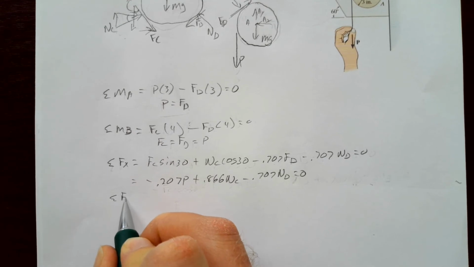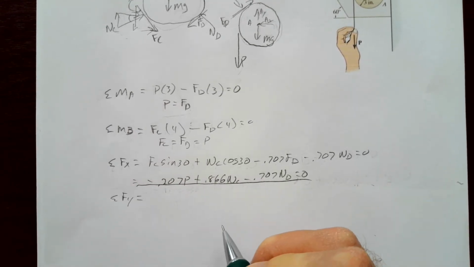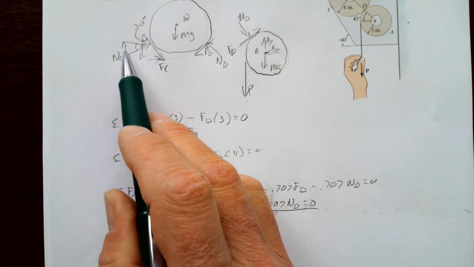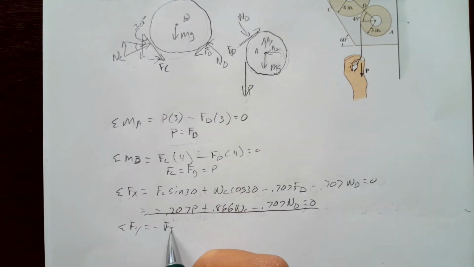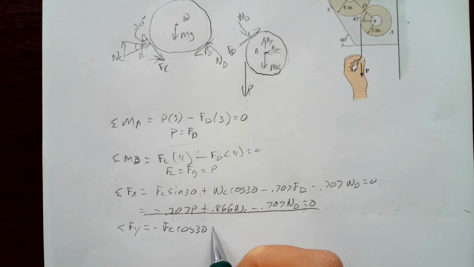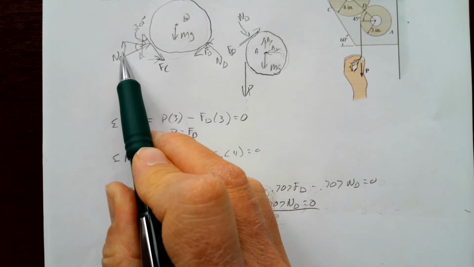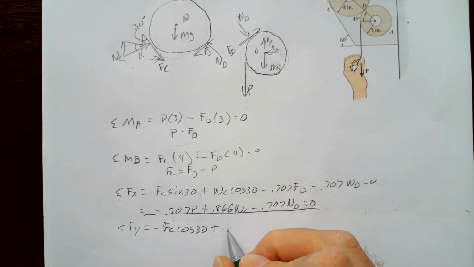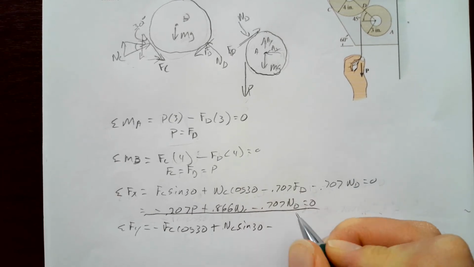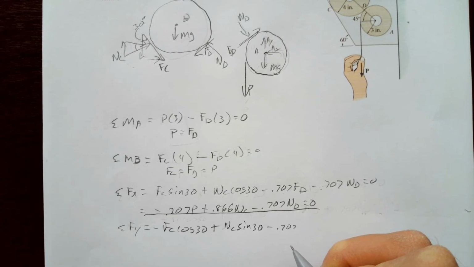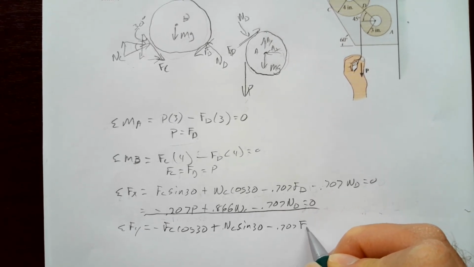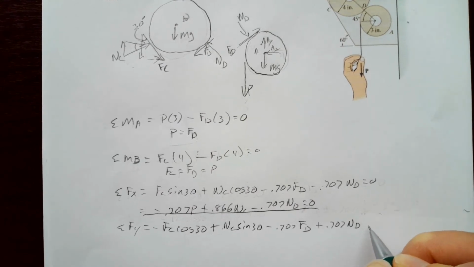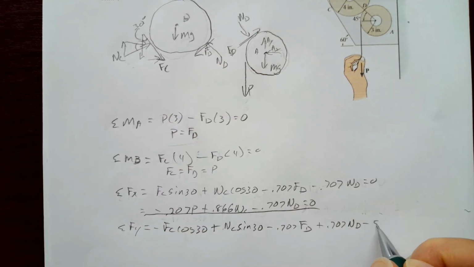Now let's solve for the forces in the y direction. We'll keep underlining that equation, we're going to come back to that. So in the y direction, we've got FC negative, and that time it's cosine 30, plus NC sine 30, minus 0.707 FD. So FD is going down, and then ND is plus, so plus 0.707 ND. And we have mg going down, which is 5.